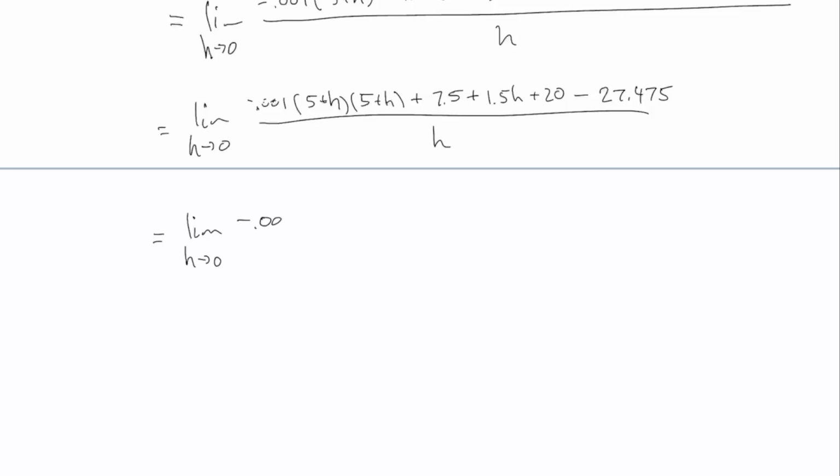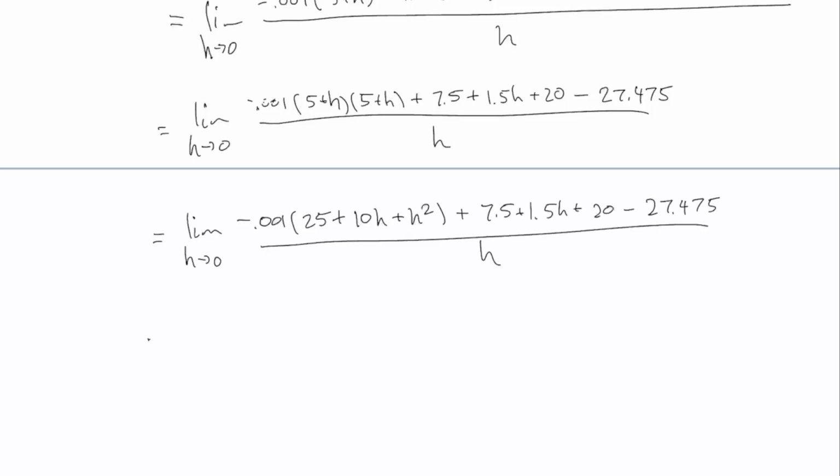All right, do the FOIL. 5 times 5 is 25. In the middle, I got h times 5, and on the outside, I got also h times 5, so that adds up to be 10h. And then on the end, I got h times h, which is h squared. Continuing, plus 7.5 plus 1.5h plus 20 minus 27.475.